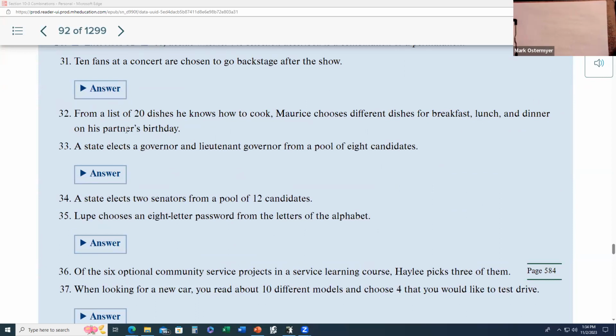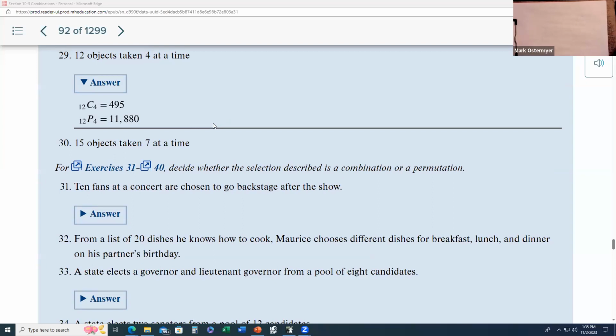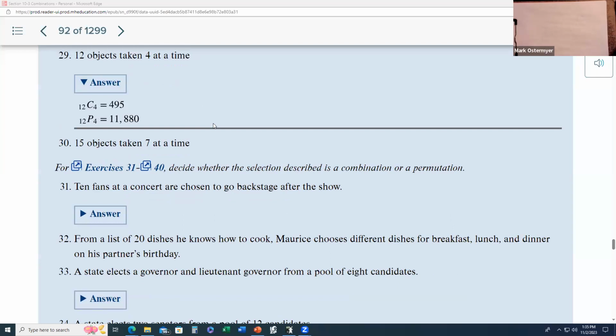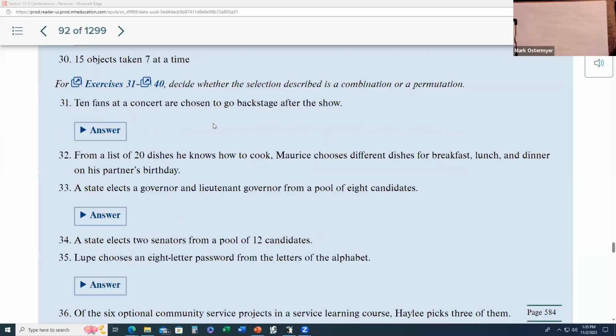Number 32: from a list of 20 dishes he knows how to cook, Maurice chooses different dishes for breakfast, lunch, and dinner. Wait a minute, what are we doing with this problem here? Find combinations and permutations. Decide whether the selection desired is a combination or permutation. Okay. What would be your guess? Let's do number 31 here. So this is not classwork, ladies and gentlemen. We're going to kind of do this as a class here.